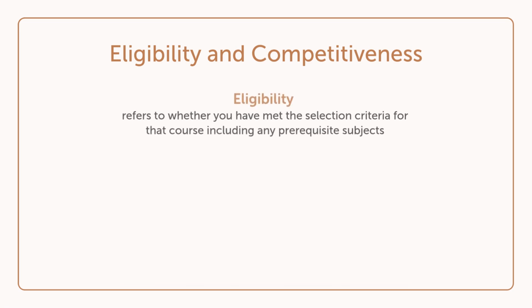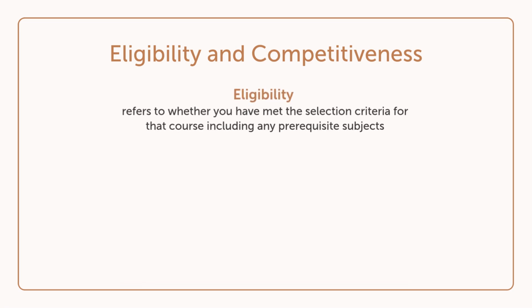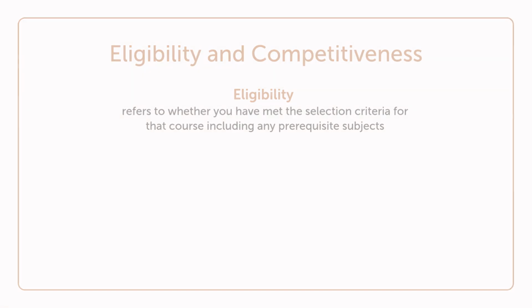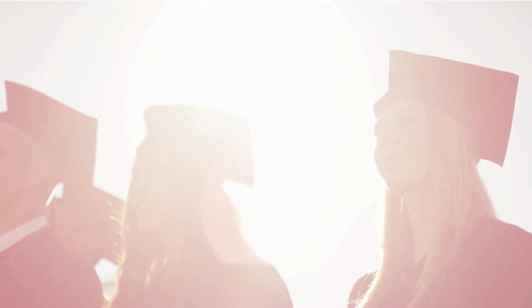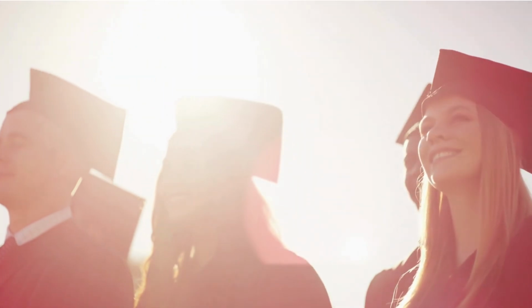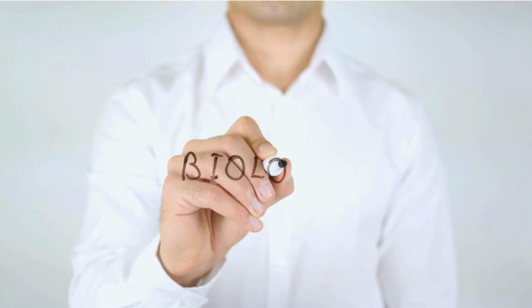To be eligible for a course, a person needs to meet the selection criteria for that course, including any prerequisite subjects. Many things can be selection criteria, such as a complete qualification, like Year 12, completion of subjects like biology or chemistry, or submission of the application on time.